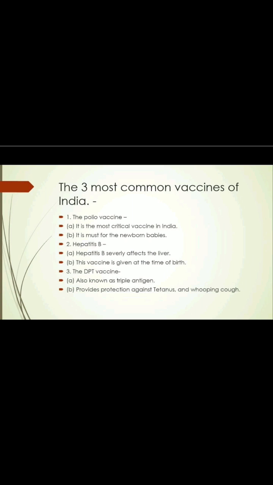The DPT vaccine is also known as the triple antigen. This vaccine provides protection and immunity against three deadly diseases: diphtheria, whooping cough, and tetanus. It is given at the age of 1.5 months, 2.5 months, and 3.5 months. When a child grows up to 1.5 years of age, another dose of the DPT vaccine is given.